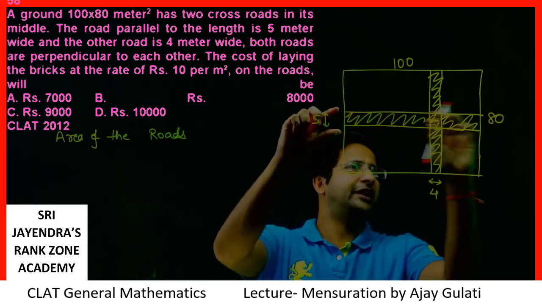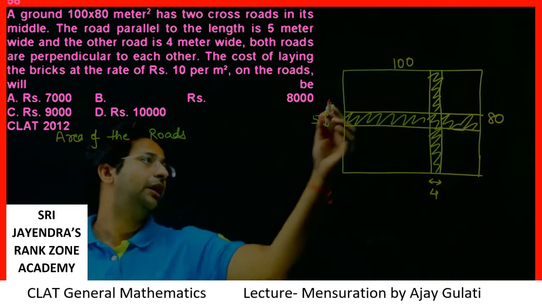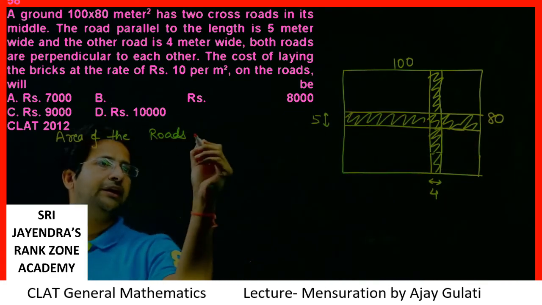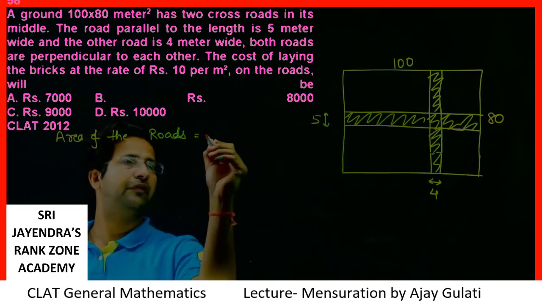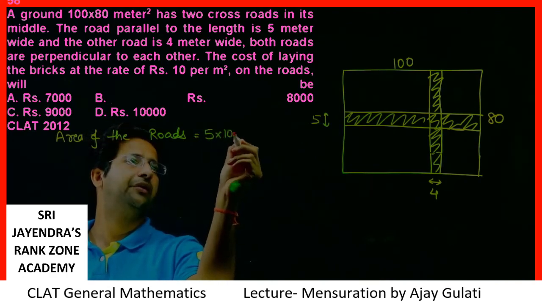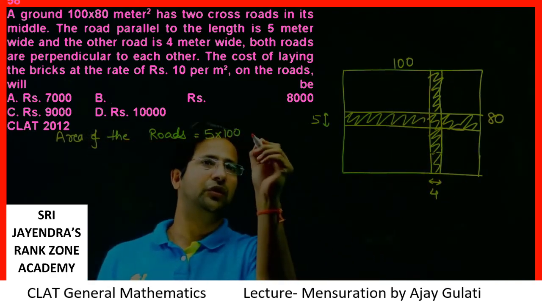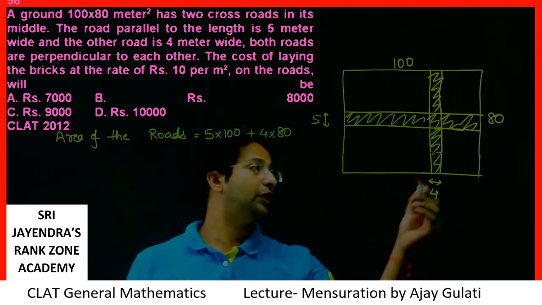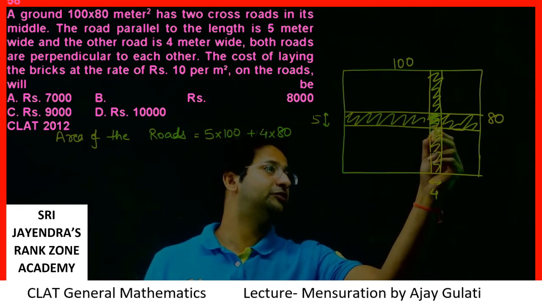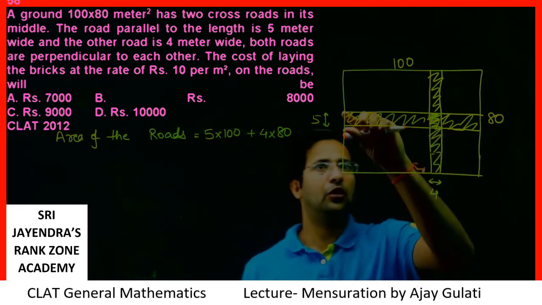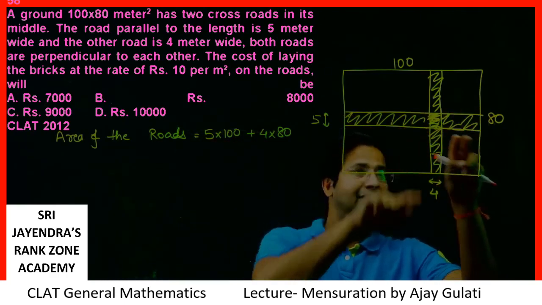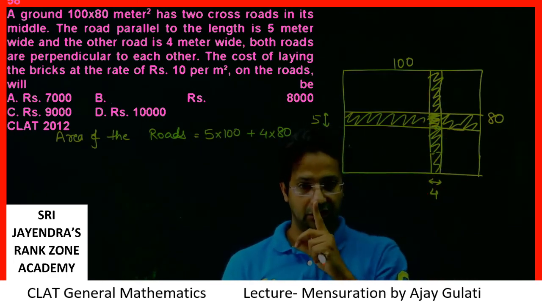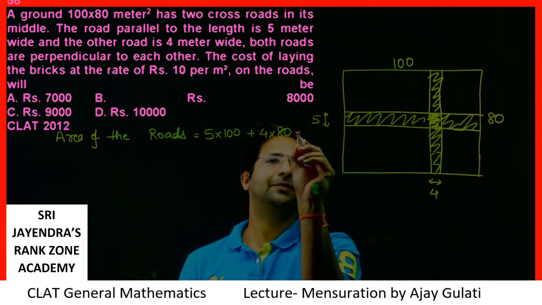See, first of all, what's this area? 5 into 100. This is 5. This is 5. This is 100. I can say 5 into 100. What is the area of this road? Plus 4 into 80. What is the area common to both these roads? This area is included twice. Why? Because when I take this area, I take this area once. When I consider this area, I take this area again. So this area I am taking twice. So what I'll do, I'll subtract this area.